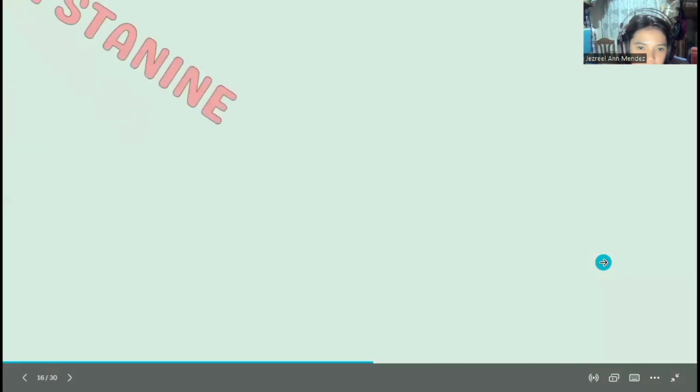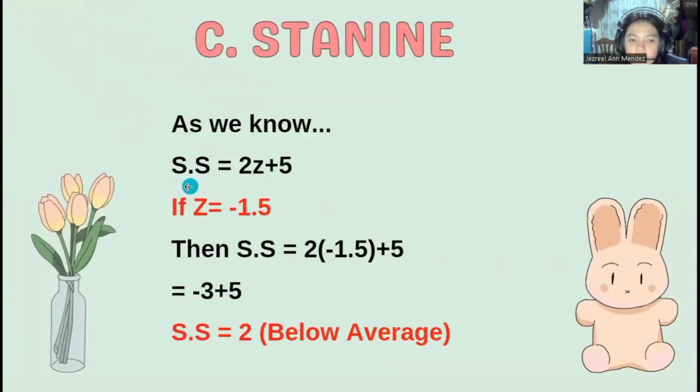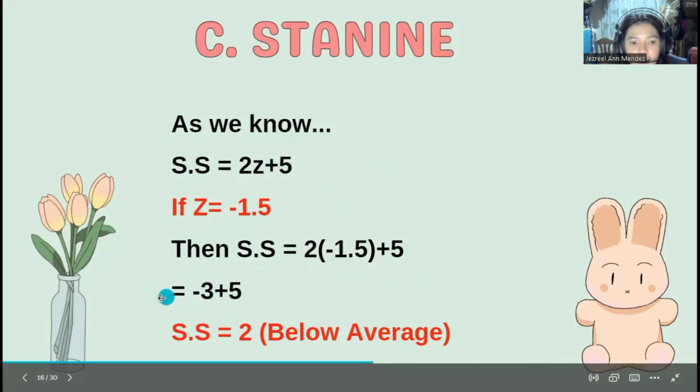As we know, the standard score equals 2z plus 5. So if our z-score is negative 1.5, then our standard score is 2 times negative 1.5 plus 5. First, you multiply 2 times negative 1.5, which results in negative 3. Then you finally add the 5. So our standard score is 2, and that means it is below average.